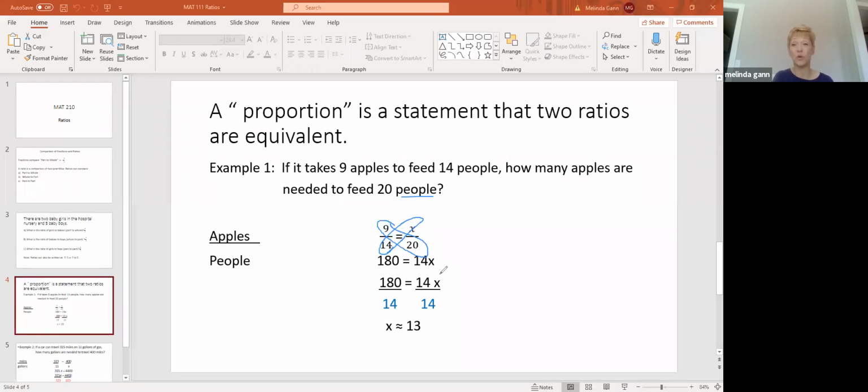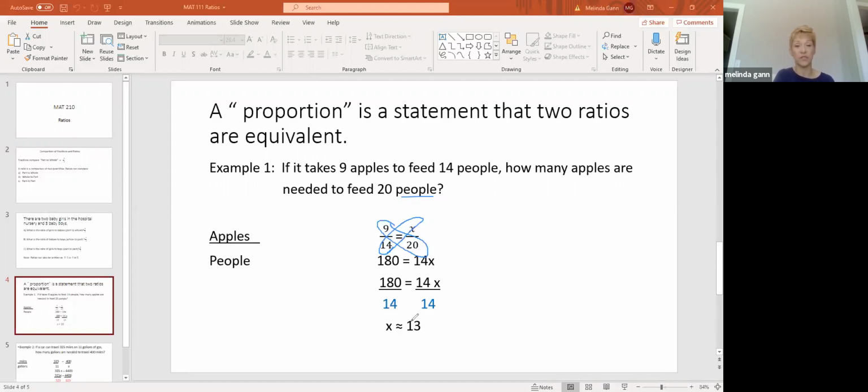Now, a lot of times you will not get integer or whole number answers. So if you don't, I want you to round it. But remember, as soon as you round, you've got to warn somebody that you rounded. So I changed it equal to approximately equal. So you take 180 with your calculator or by hand and divide by 14 and then round it off.